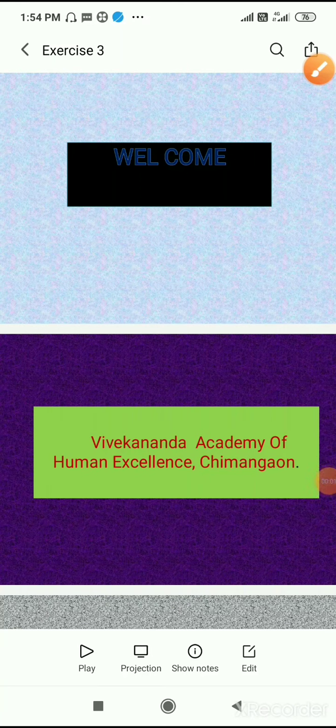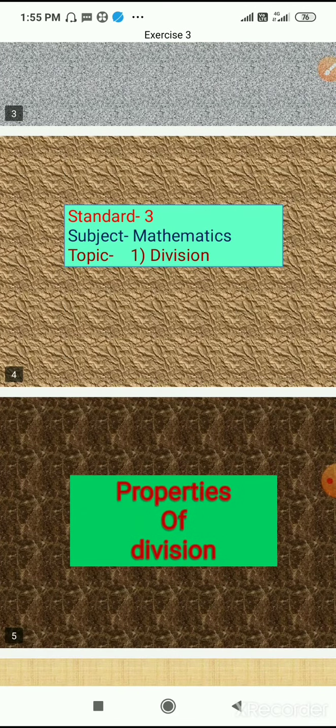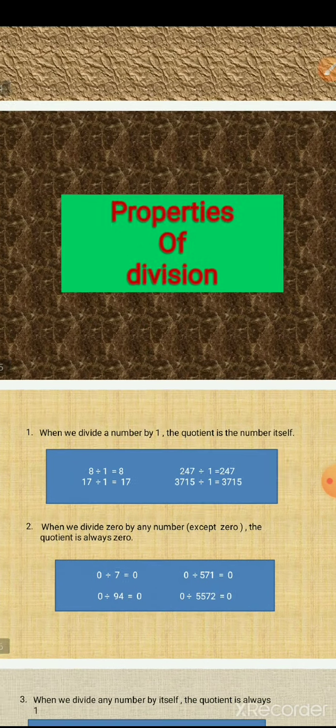Students, you have learned how to divide by using multiplication facts as well as how to divide using repeated subtraction. Also, just now you have learned how to divide by using a number line. Now, in this session, we will learn about properties of division.